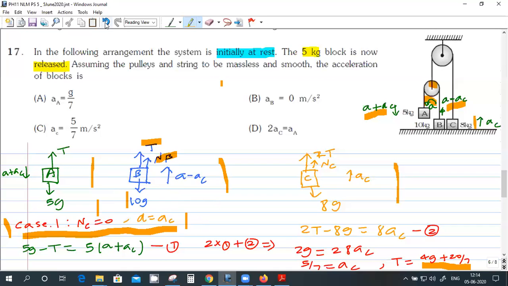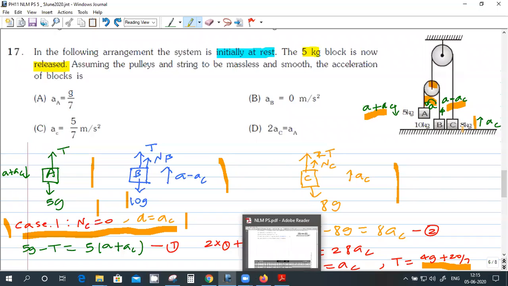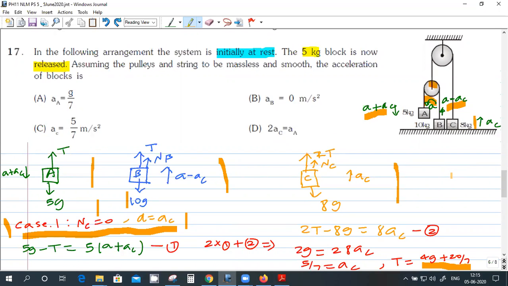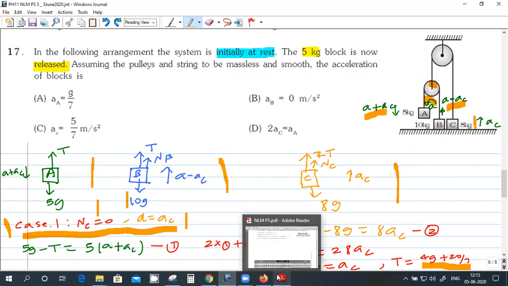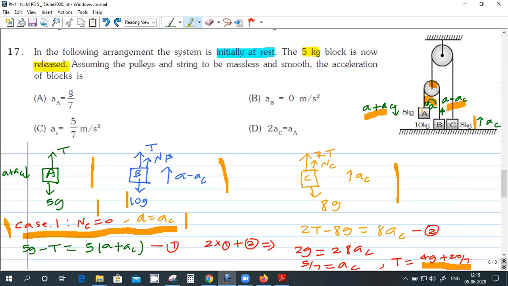Yes. So much of explanation is there. I don't know how you did it. Sir, it's the same way. They're good in the solution, but there is no explanation there. Sir, I didn't see the solution. Okay, then what do you take as acceleration of A and B?